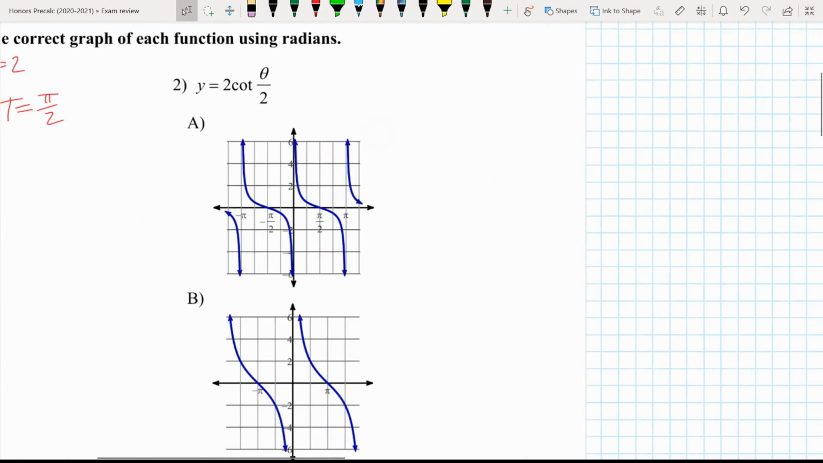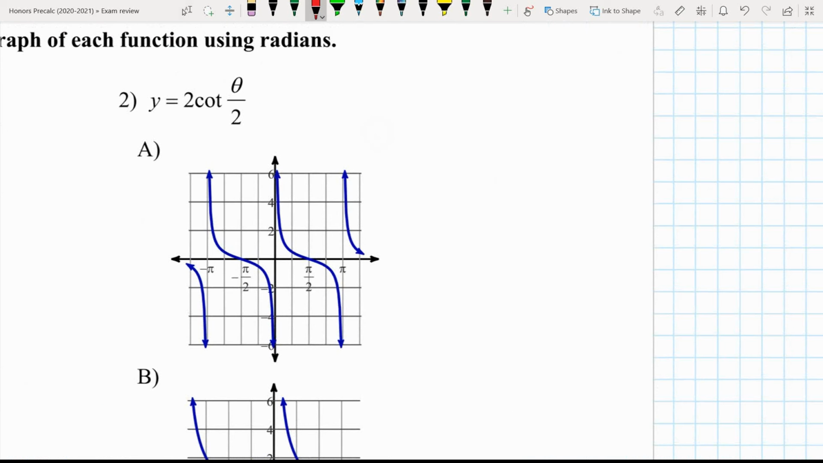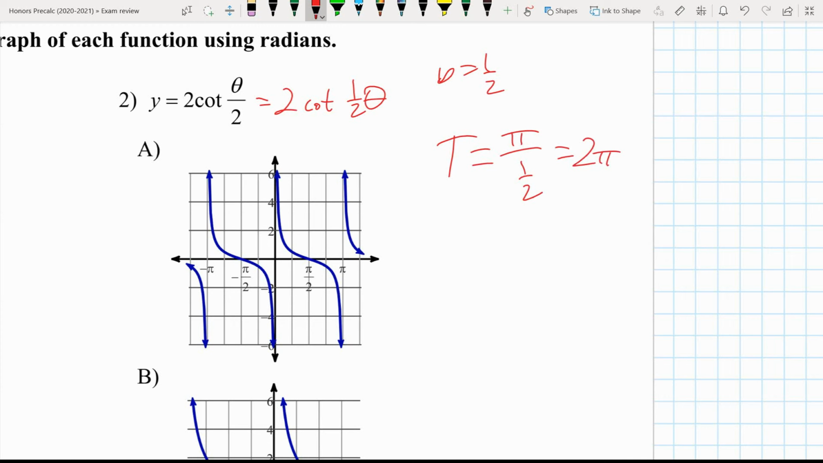Now this one we have cotangent, and our b, remember we can write this as 2 cotangent of 1/2 theta. So our b is actually equal to 1/2. So the period is going to be pi over b, which is 1/2, which actually equals 2 pi. So remember, the shape for cotangent, it's not centered at the origin anymore. It has this shape here, like this one, where it goes from basically the y-axis over if there's no phase shift. So this distance from here to here, we're looking for it to be 2 pi.